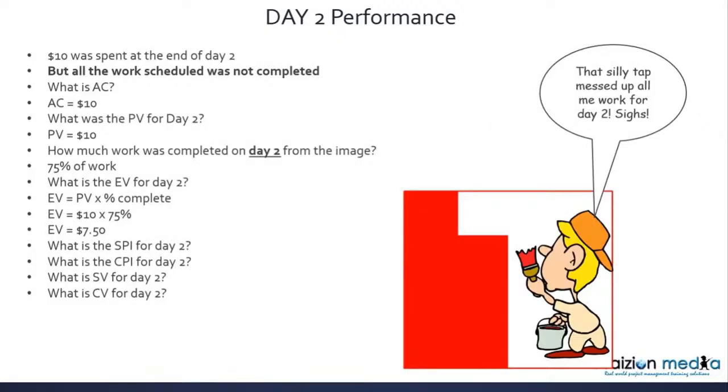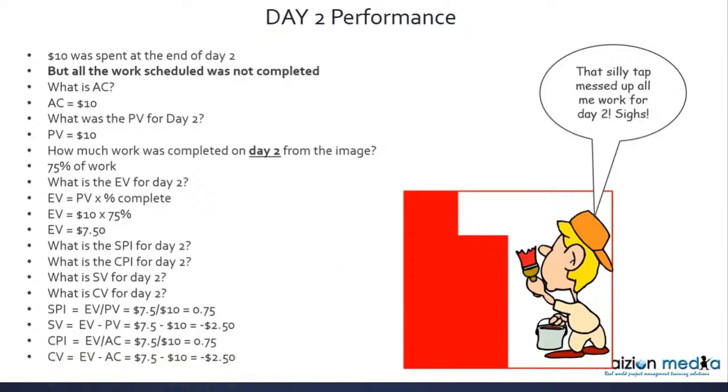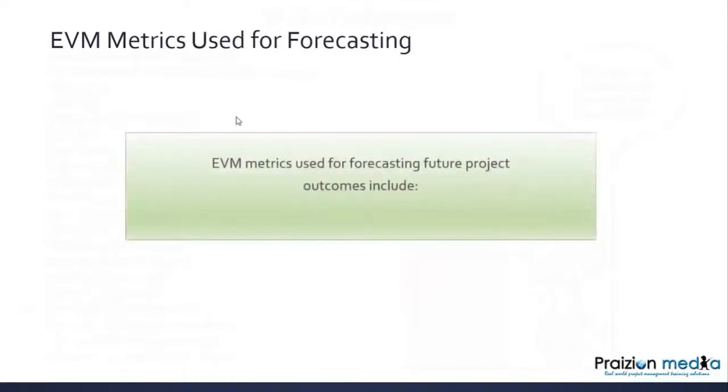All right, so you guys were right on the money. You got all the metrics, fantastic. 0.75 for SPI and CPI, and -250 for both of those other metrics. Fantastic. We're going to take it up to the next level.